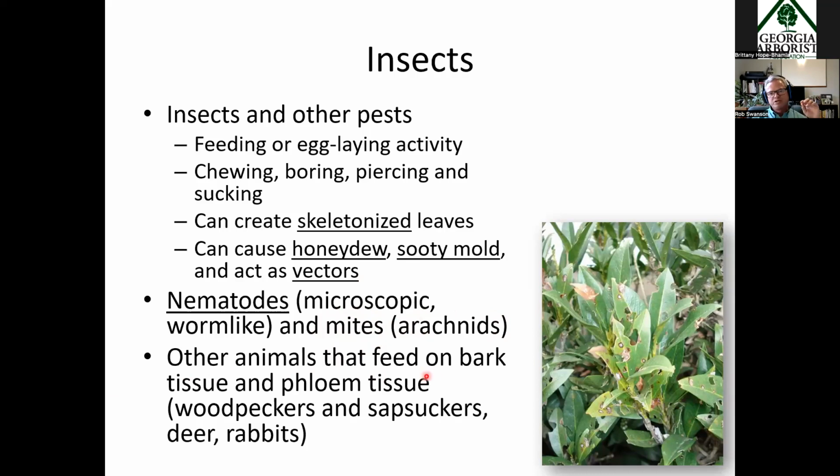Other animals that feed on the bark tissue and phloem tissue could be woodpeckers, sapsuckers, deer, rabbits, moles, voles, a number of things. Here, squirrels are a huge issue on pecan trees. They like to feed on the very tips of the trees where they can get moisture out of it and drink that moisture. But as a result, the last 2 or 3 feet of every branch will die off, just scattered throughout the canopy.